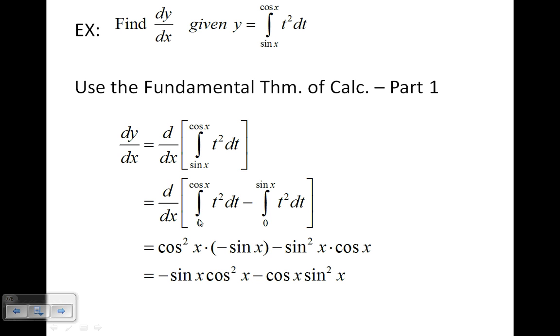So my fundamental theorem now part 1, derivative of the integral should just give me my t squared back, only I'm plugging in cosine x in place of t. So I get cosine of x squared. And then I have to remember the derivative of cosine is negative sine. So instead of t squared, it's cosine x squared, chain rule, times derivative of cosine is negative sine. Minus, and then same thing over here. So sine x gets plugged in, so I have sine x squared, and then derivative of the sine x is cosine x. And from there I just simplified it.